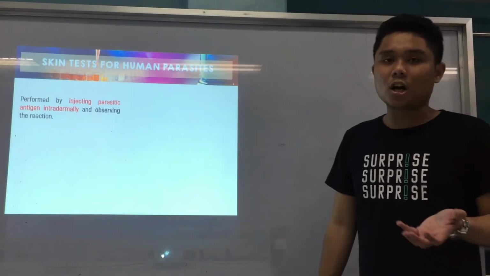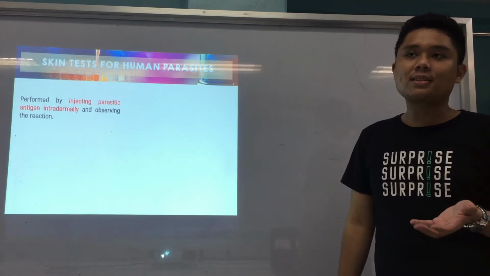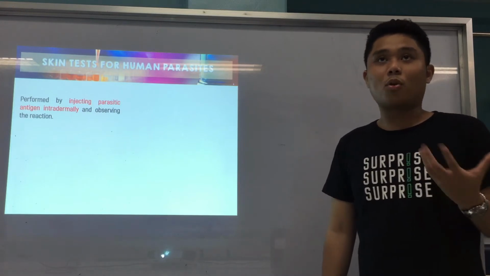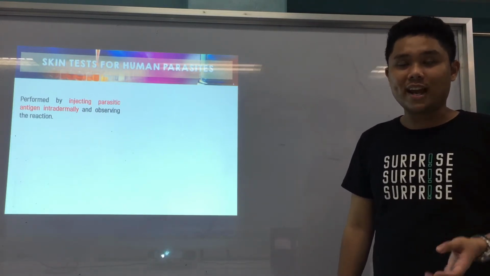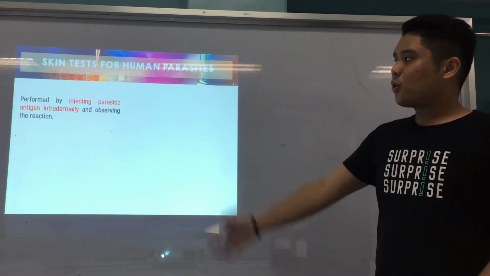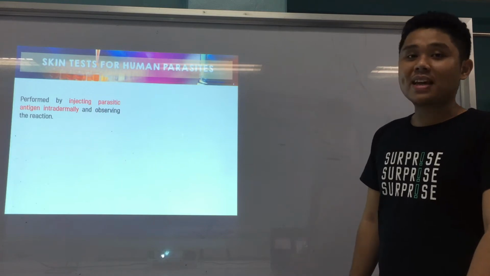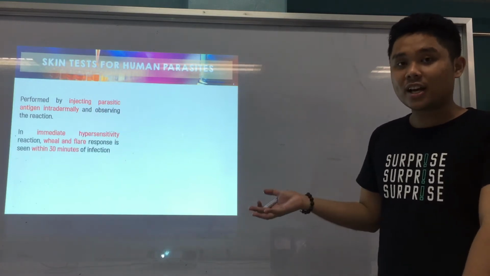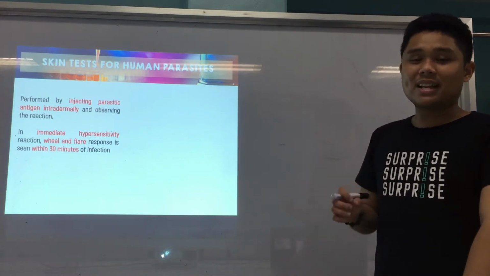Usually skin tests are performed for allergies, but we can also use them for other pathogens and parasites, and very commonly, aside from parasites, for tuberculosis, your Mycobacterium tuberculosis skin tests. Now again for parasites, we inject a parasite antigen intradermally and observe the reaction. If there is an immediate hypersensitivity, which also means allergic reaction, a wheal and flare response is seen within 30 minutes, so very fast.